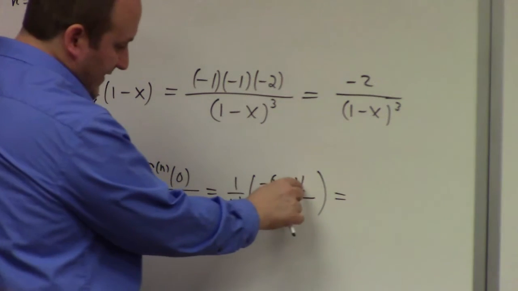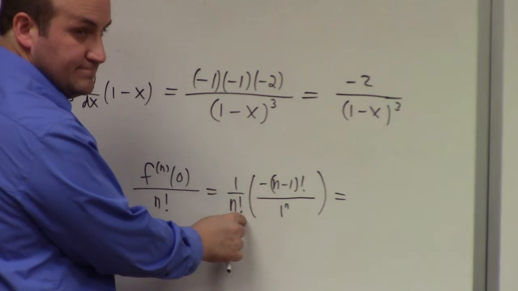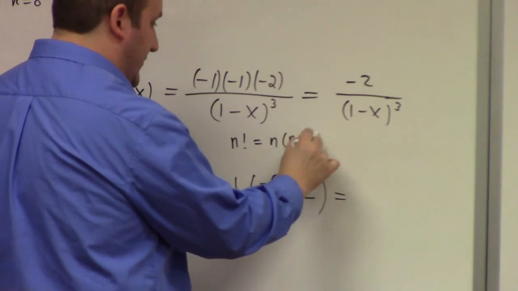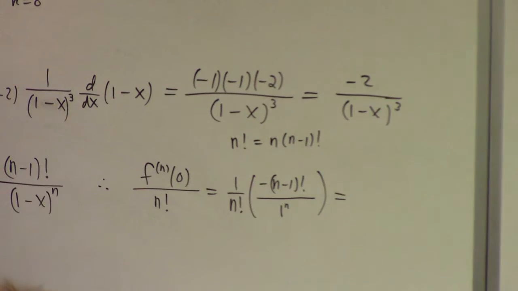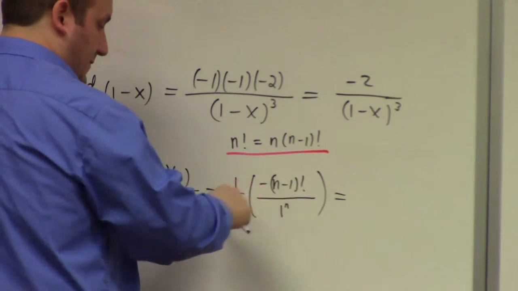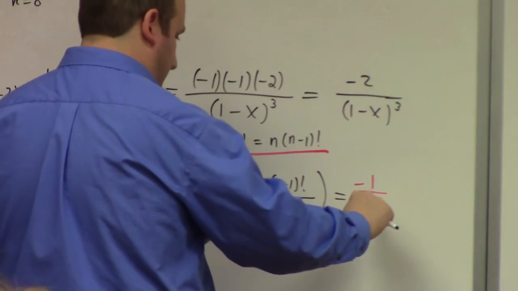Now, this is n minus 1 factorial divided by n factorial, right? Which is what? n factorial is equal to n times n minus 1 factorial, right? So in view of that, these reduce to just give me minus 1 over what? n.